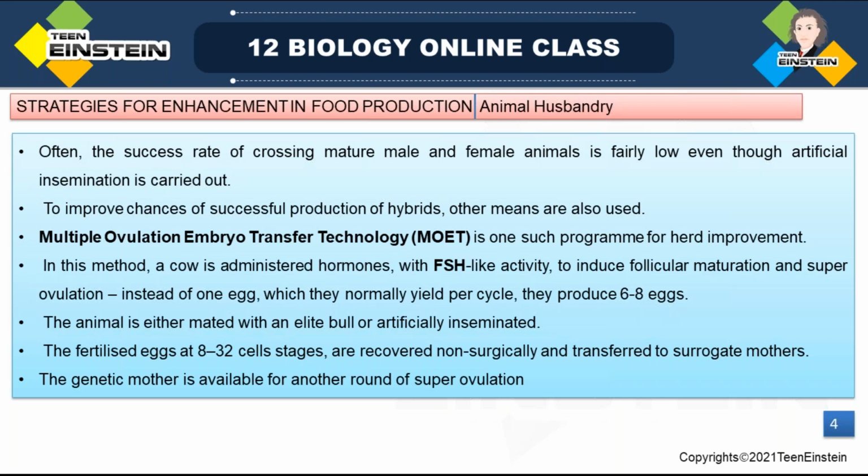Just now we said artificial insemination can be done for a desired breed or with a desired trait. But in this crossing, the success rate is very low. Compared to the number of matings, the rate of success is very low. So for the successful production of hybrids, we need some other methods, right? So what are the other methods?